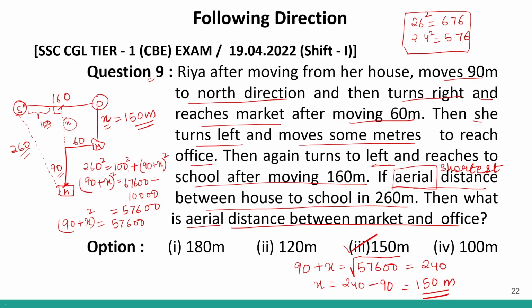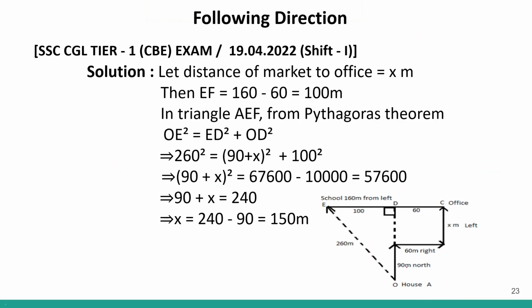So for 90 plus x square, if I take 100 square to that side, it will be 67600 minus 10000. Correct? 90 plus x square will be equal to this value. Now we know that 576 is the square of 24. So 90 plus x will be the under root of 57600, which will be 240. So x will be, if I take 90 to this side, 240 minus 90, which is 150 meter. So I hope this much is clear. Okay, here you can look at the detailed solution.